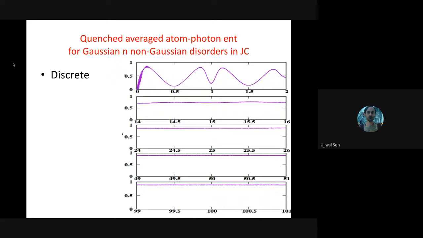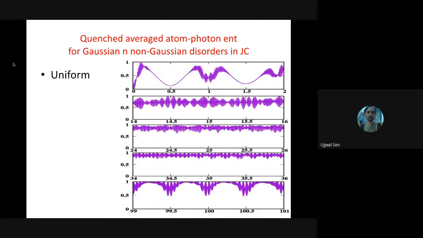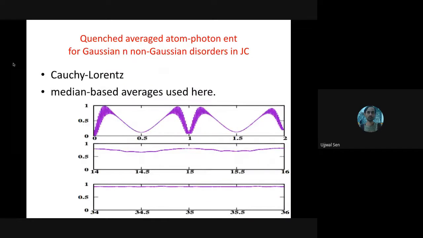If I take a uniform distribution, this is the picture. And there is something called a Cauchy-Lorentz distribution, where we were using something called median-based averages, and there this is the picture. So as you see in all these 4 examples of disorders, the qualitative features are more or less the same, but quantitatively they differ in values.